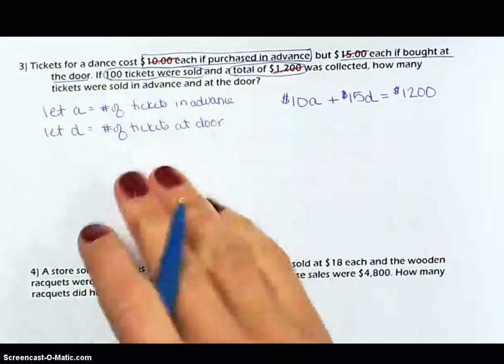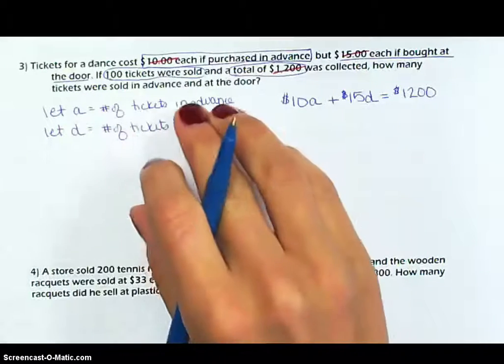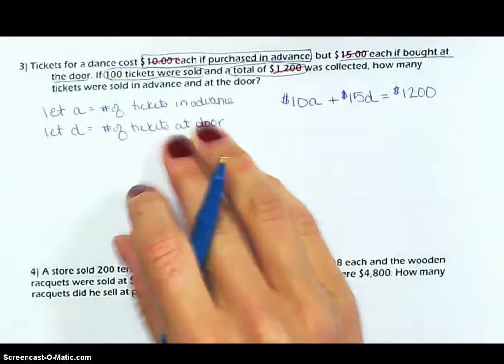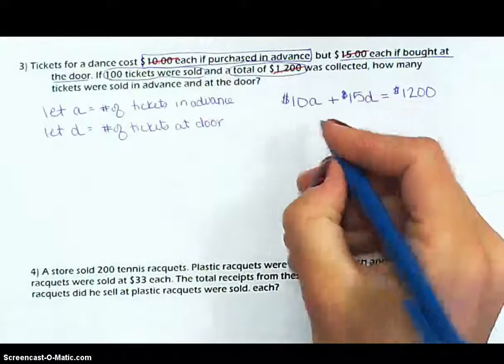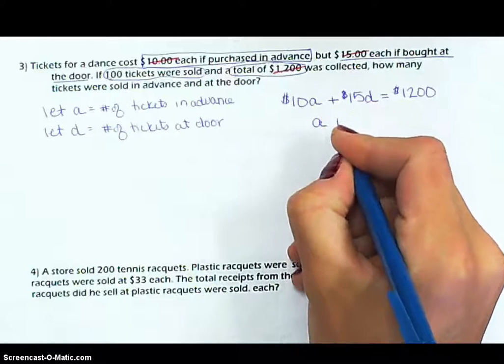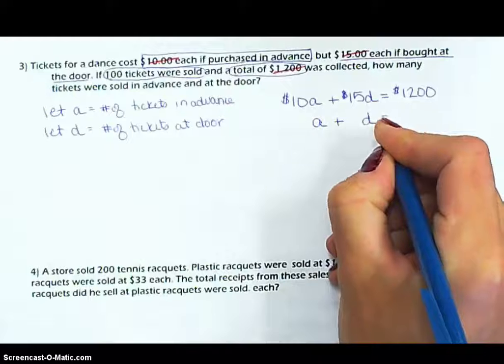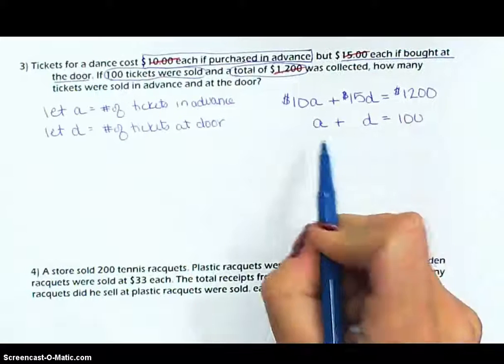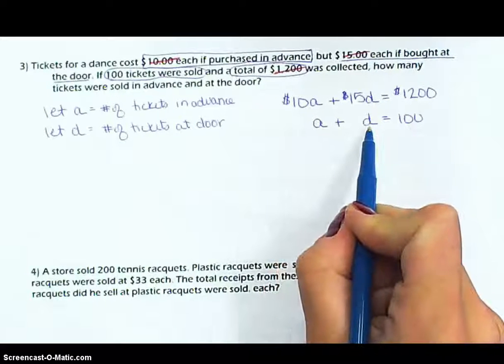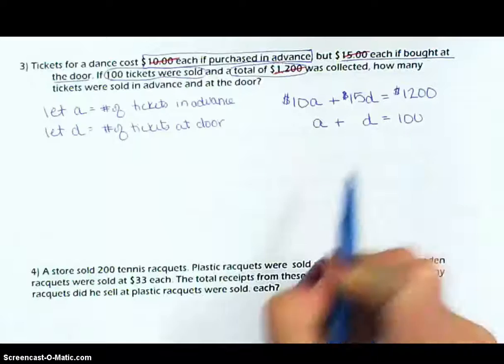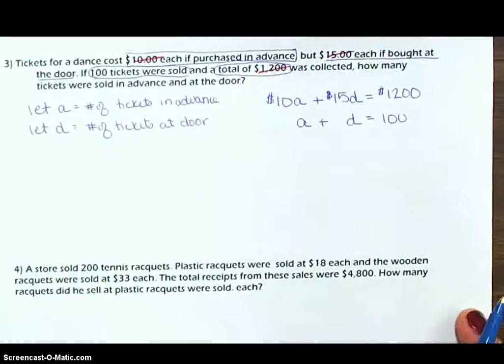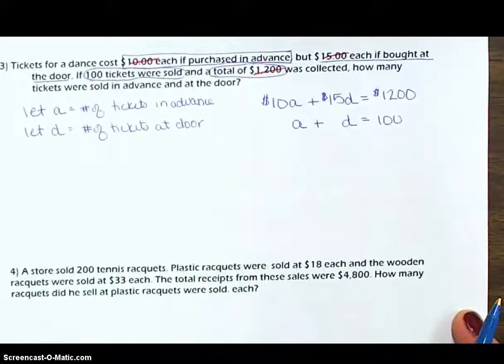So that means when you combine both of these, it's going to be the A tickets plus the D tickets equal the total tickets, which is 100. So A plus D equals 100. So the number of tickets in advance plus the number of tickets at the door equals a total of 100. So now that we've set it up, we're going to go ahead and solve.